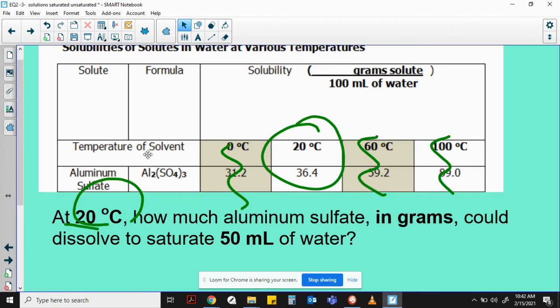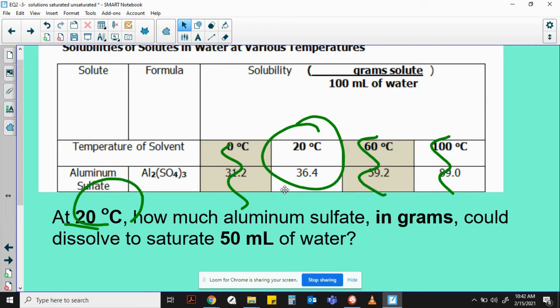So we read this table by finding the temperature. So at 20 degrees Celsius, how much aluminum sulfate in grams could dissolve to saturate 50 milliliters of water. And so here the only number that we care about is this 20 degrees. And we go to our aluminum sulfate. 20 degrees is at 36.4.